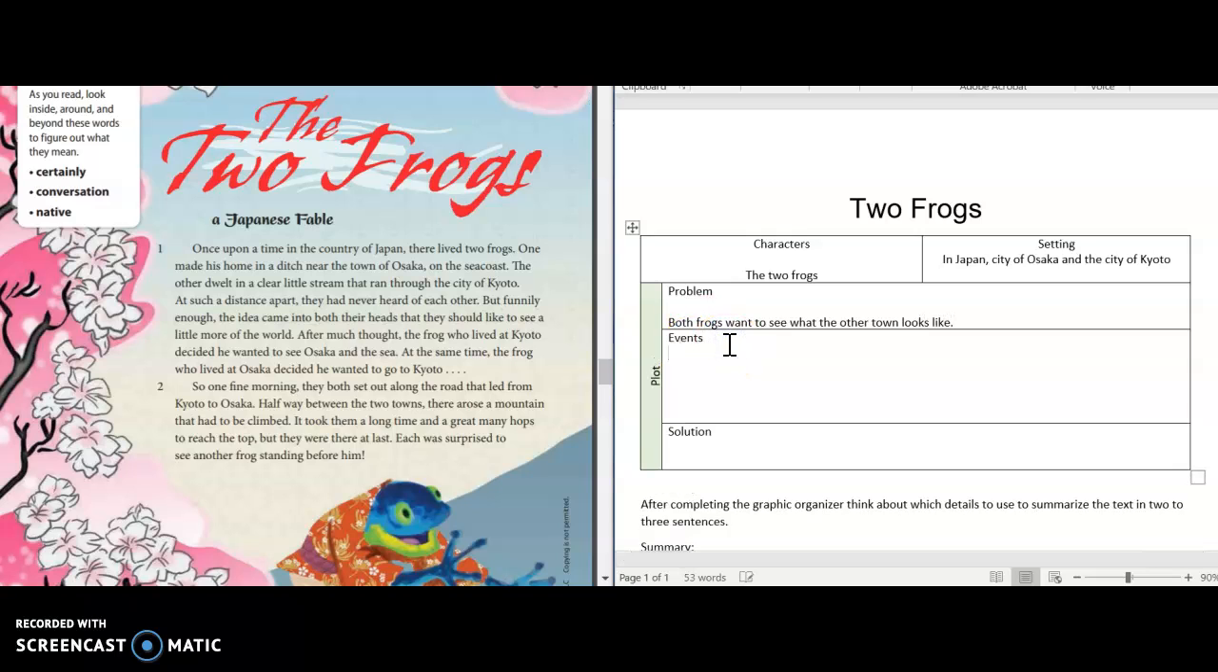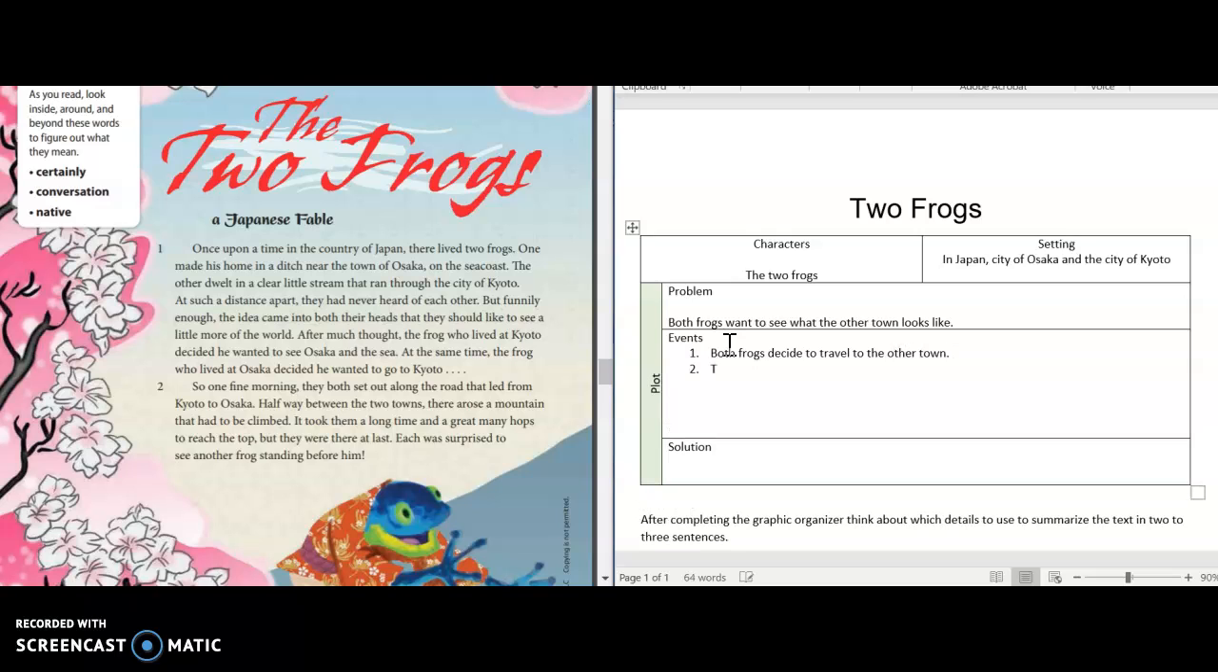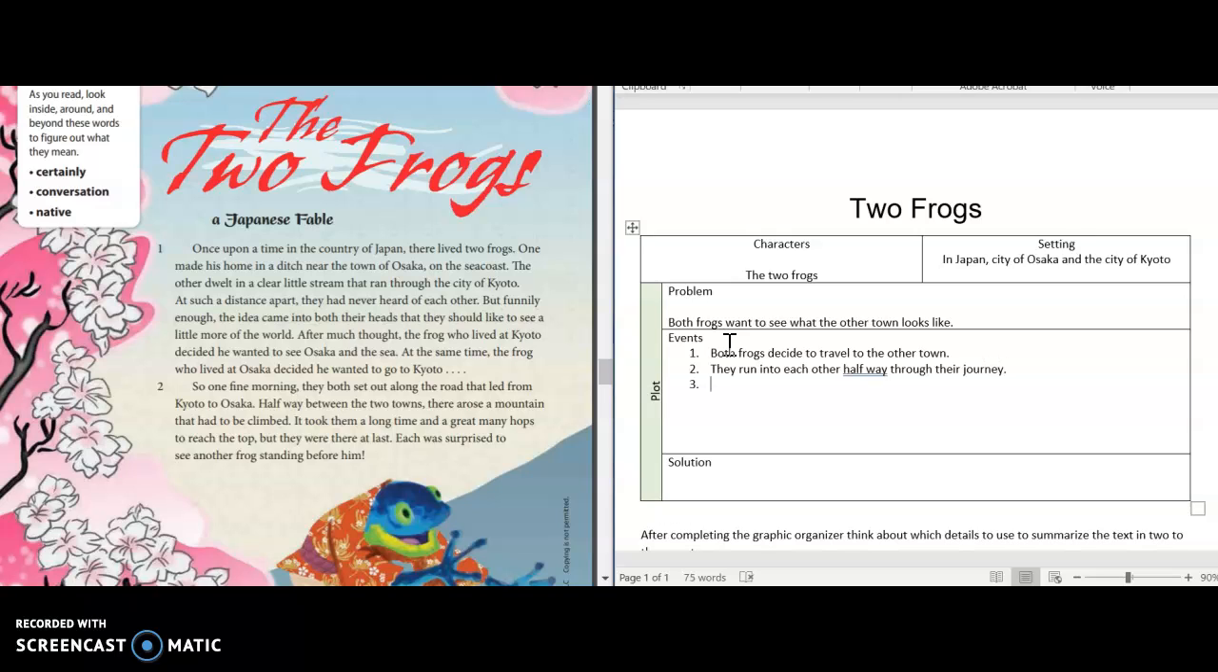Now when we're talking about the major events that happened in this story, the first event was that both frogs decide to travel to the other town. They run into each other halfway through their journey. They don't know each other, but they greet each other, and they actually decide to rest and cool off, right?